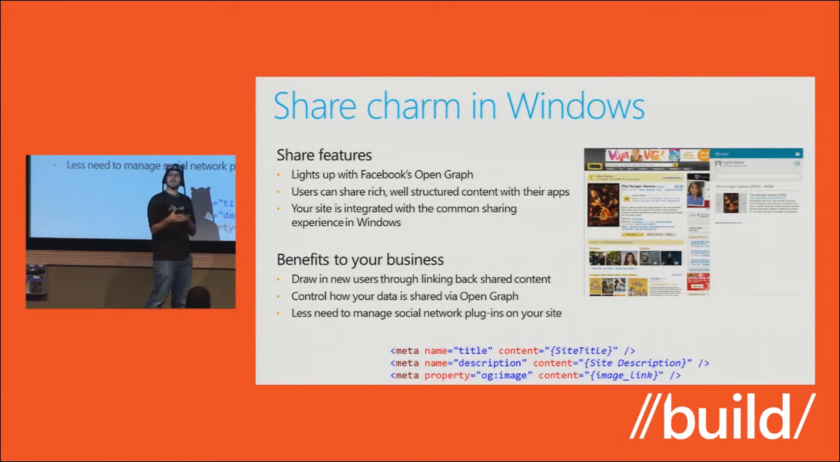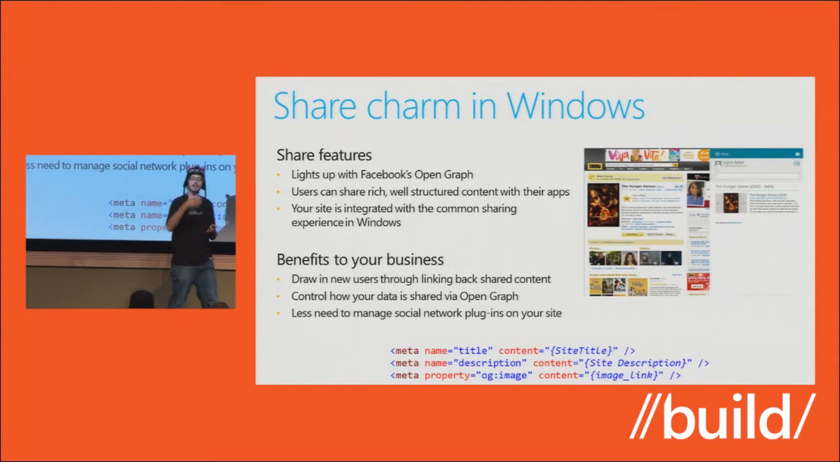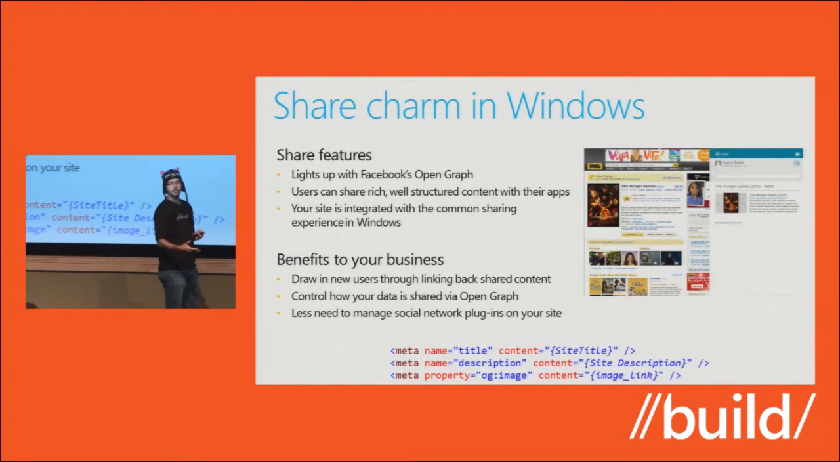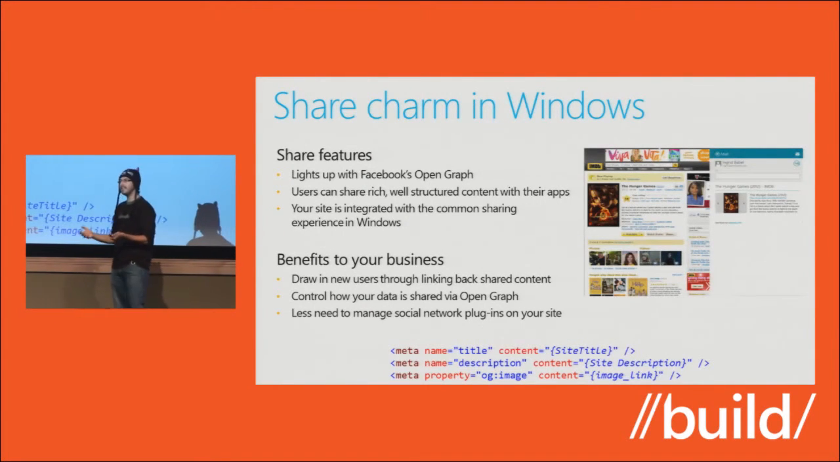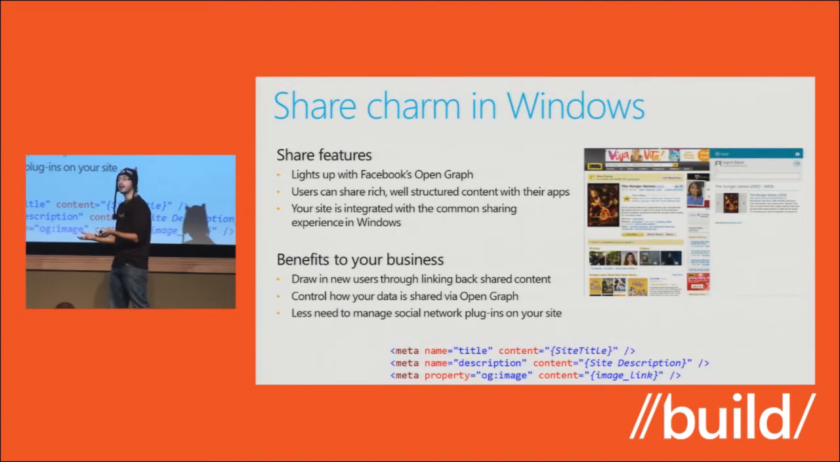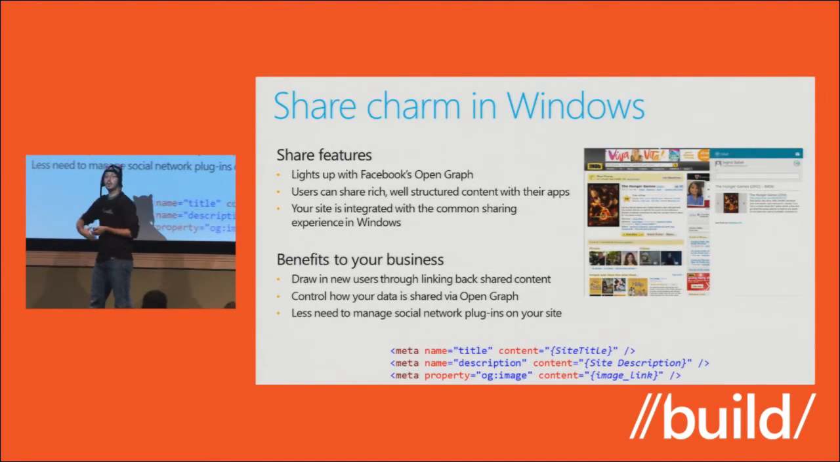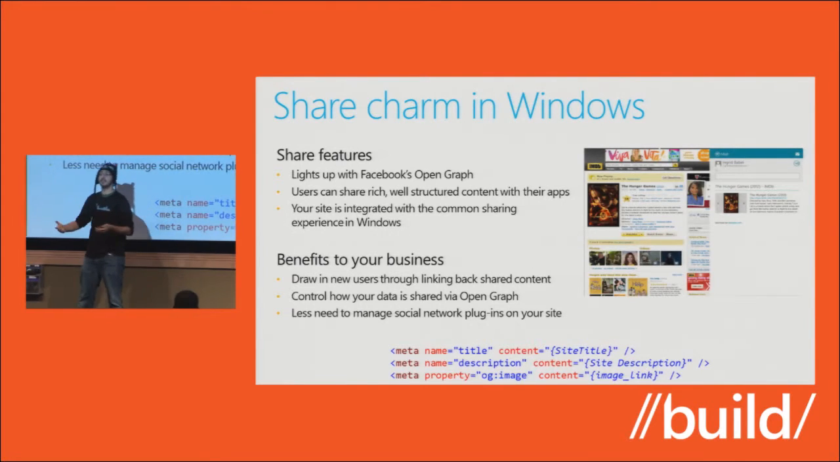One of the great things about the share charm is, instead of worrying about all of those buttons on your website, you just have to mark your site up with Open Graph, and then let the user choose how they want to share that content out. Whether that be mail, whether that be a social network, or another app that can actually understand what you're sharing to.